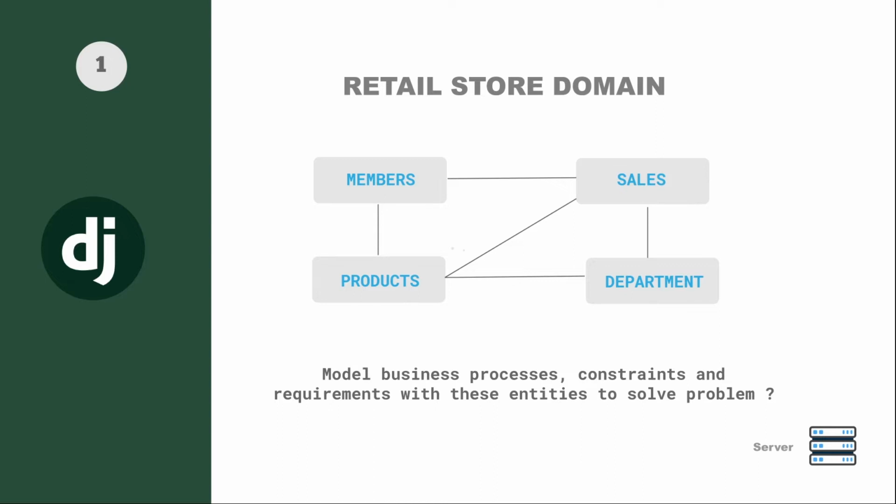Before we write any query, let's look at this domain, the retail store domain. As we can see, we've got 4 entities. We have members, we have sales, we have the product table that represents all data relating to products, but we also have the table named department. We will demonstrate our queries or SQL statements using this retail store domain. The goal is to model business processes, business constraints, and some of the business requirements with these entities to solve the problem.